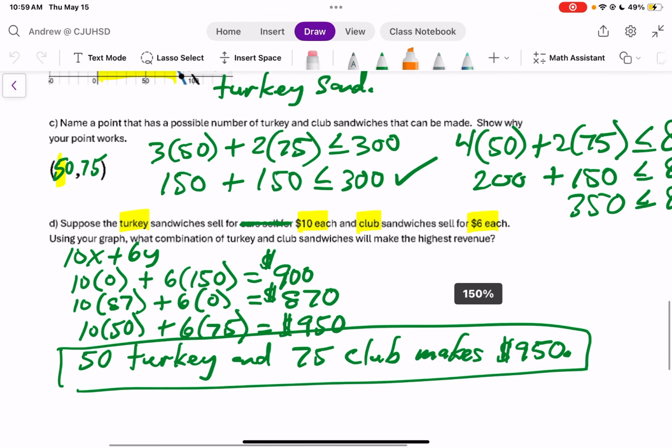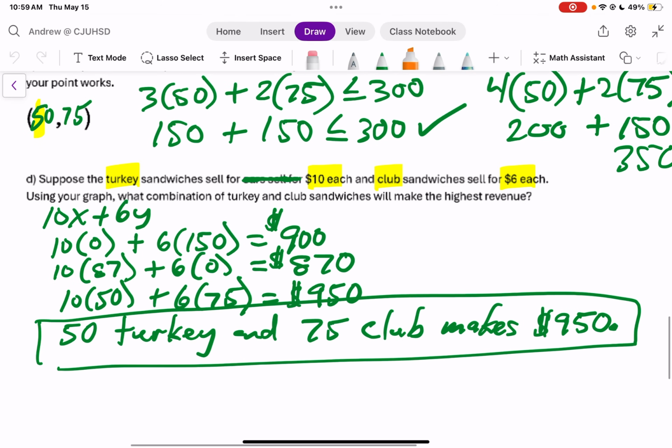So you take those 3 points and you plug them into the equation that I created by knowing it's $10 for every turkey sandwich, $6 for every club. Plugging in those 3 gives me 3 options, and then pick the one that has the highest number. When we substitute 50 for X and 75 for Y, we can make $950 in revenue. That means we're bringing in $950. Just make a statement that that is where the highest is and what the highest would be, and we're all done. So this is the end of part 1.